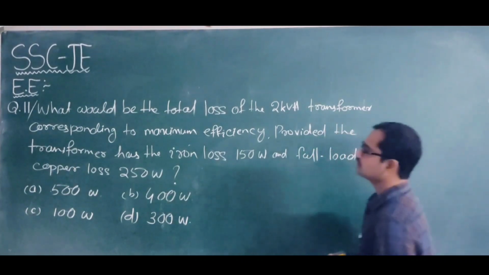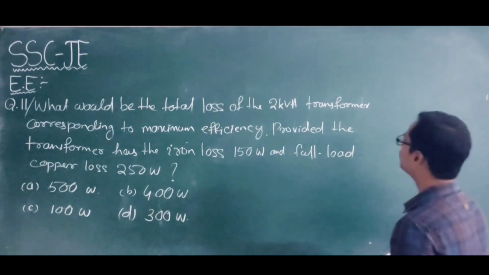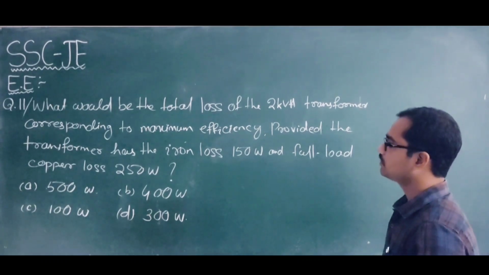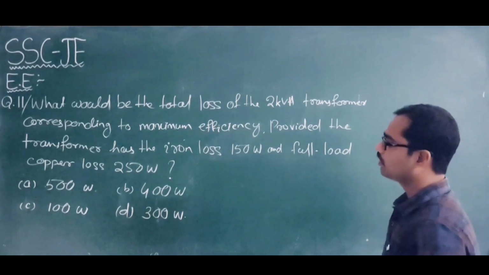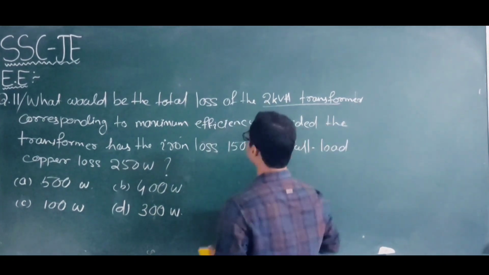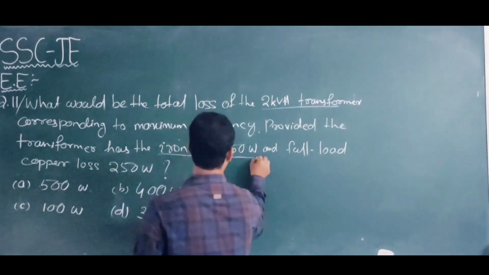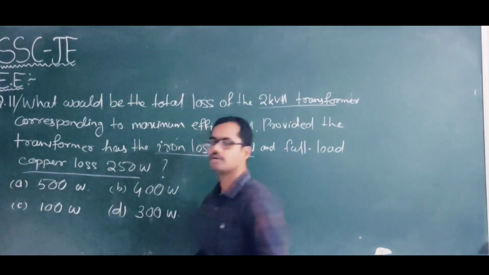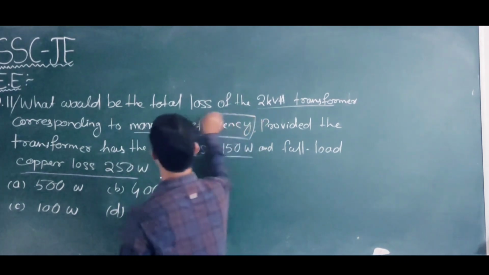So the question is, what would be the total loss of the 2 kVA transformer corresponding to the maximum efficiency, provided the transformer has iron loss 150 watt and full load copper loss 250 watt. So the transformer rating is given and it has iron loss of 150 watt and copper loss of 250 watt also given. So the condition is that it is of maximum efficiency.